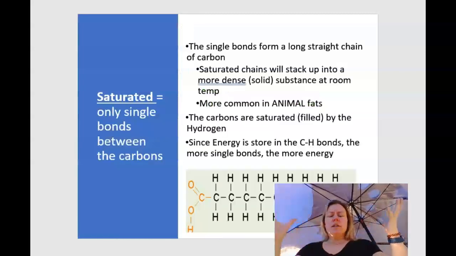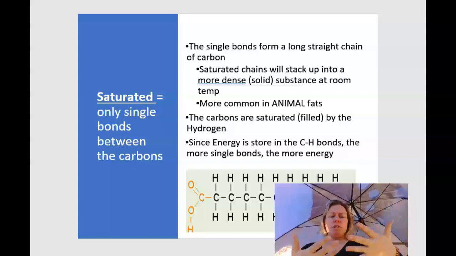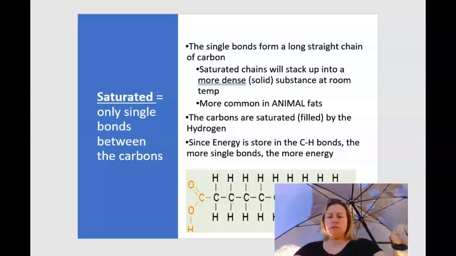So, saturated versus unsaturated. I'm sure you've heard those terms. If not, if you've ever gone to the grocery store and looked at the label on your food, you've got to figure out which fats are good fats and which fats are not. So, we call it a saturated fat when the bonds between the carbons are only single bonds. So in this, here, let me take this off.